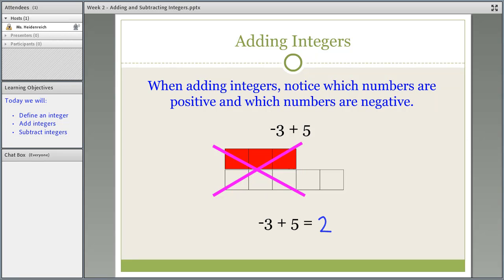Notice how it's kind of like doing 5 minus 3, right? Because when you minus 3, that's kind of like a negative 3. You're taking it away from the 5. So we took away 3 from the 5. But we had more of the positives than we did of the negatives. So that's why we're left with a positive answer.